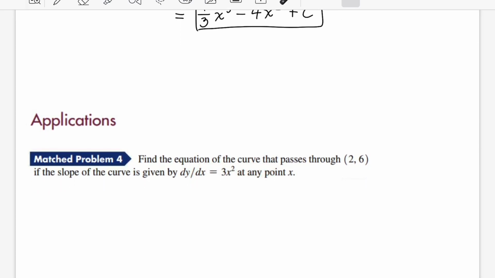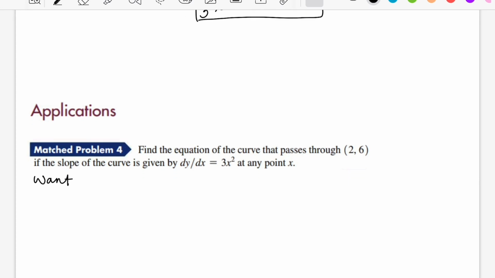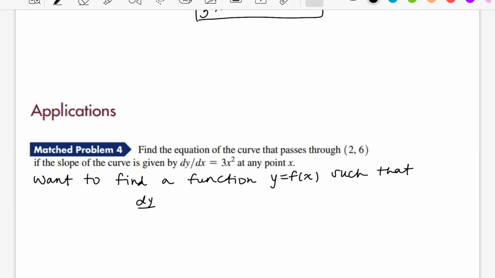First, we want to find the equation of the curve that'll pass through this point if the slope of the curve is given by this at any point x. So essentially what this is saying is that we want to find a function y such that dy/dx is equal to 3x squared, and when x is equal to 2, our output is equal to 6, so y is equal to 6, or f of x is equal to 6. f of 2 would be equal to 6.